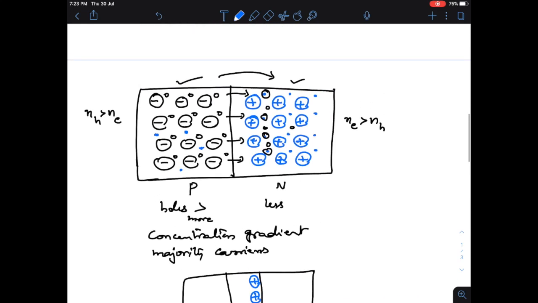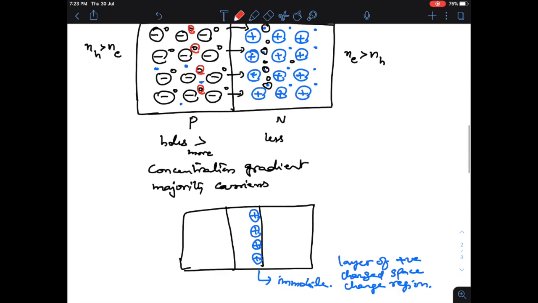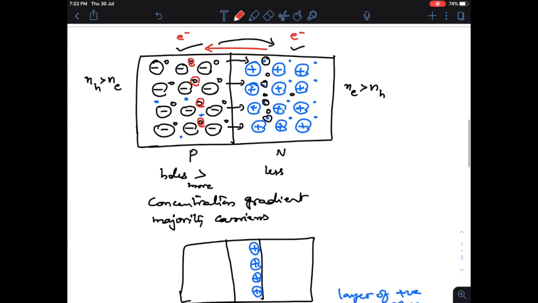Now when holes move from the p side, here you will have electrons more in number and here electrons less in number. So when electrons move from the n side to the p side, majority electrons move from this side to this side. These electrons will recombine with the holes. So in both sides the majority charge carriers will move across the junction like this.